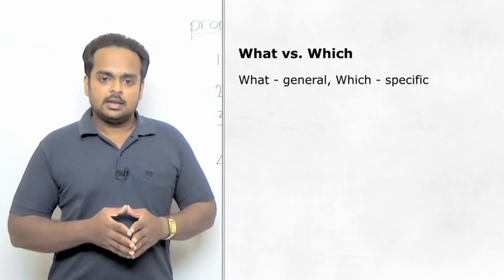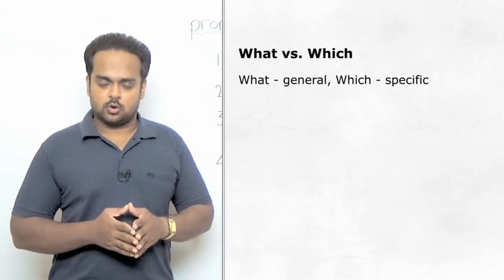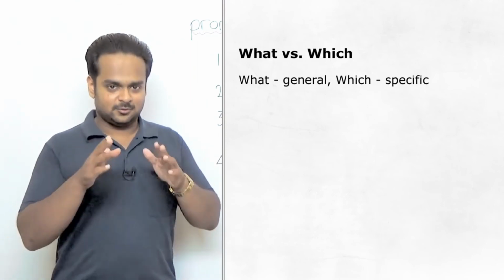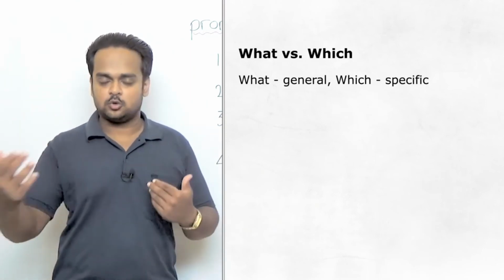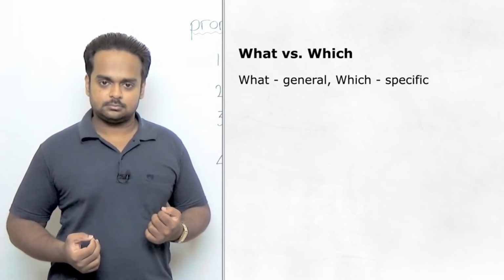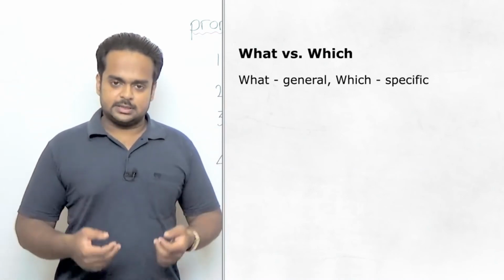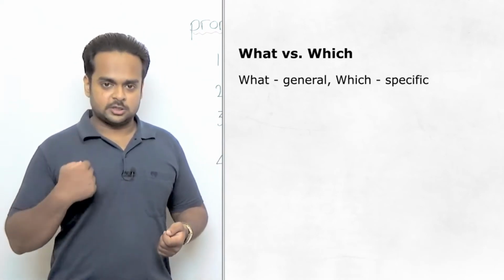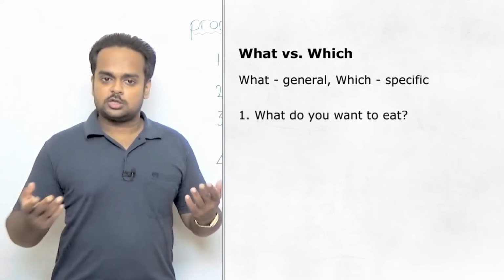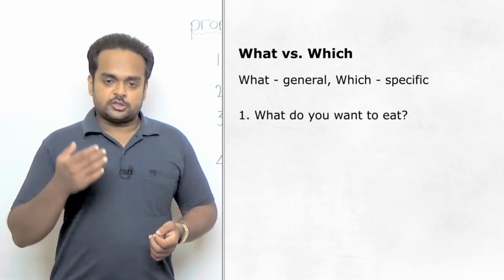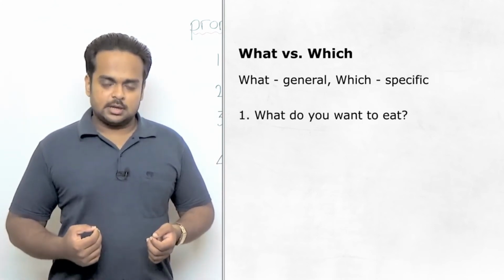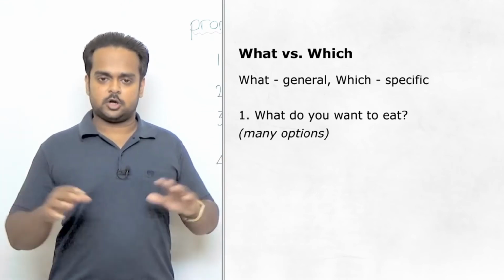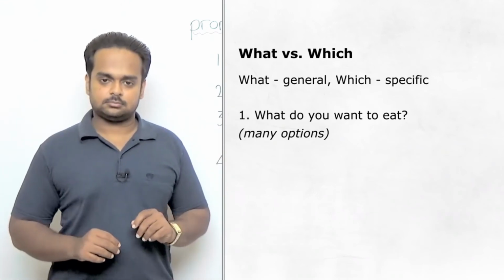For example, let's say that we go to a restaurant, you and me. Oh, sorry, you and I. Remember that? You and I go to a restaurant. We go to the restaurant and we sit down, and the waiter brings the menu. So you ask me, what do you want to eat? Now you're saying what do you want to eat because the menu has many items and we can choose any. There are lots of options.